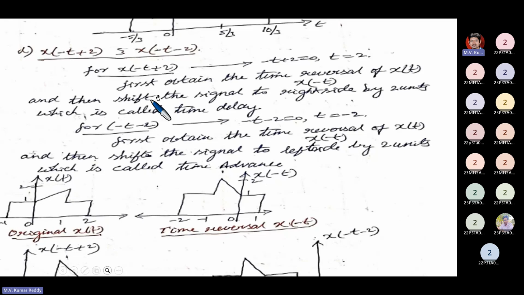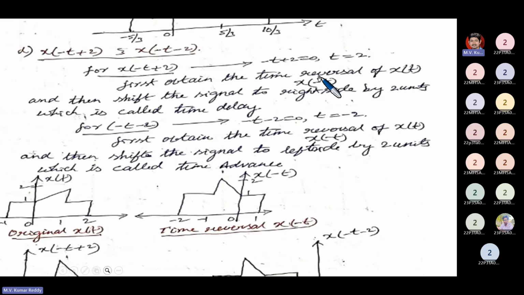Now see how it happens. First obtain the time reversal and then shift the signal to the right side. So first of all we have to give preference to the minus. Whenever a problem has minus t plus 2, we have to give preference to minus t only. Next you have to go to plus 2. So here minus t is called time reversal.